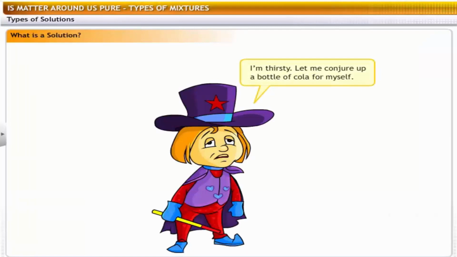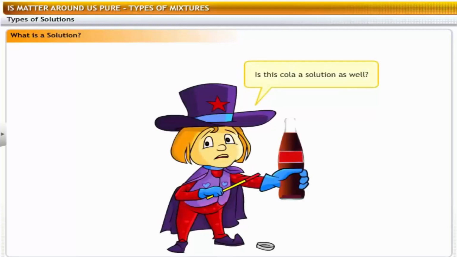I'm thirsty. Let me conjure up a bottle of cola for myself. Is this cola a solution as well? That's right. Aerated drinks are nothing but gases in a liquid solution.